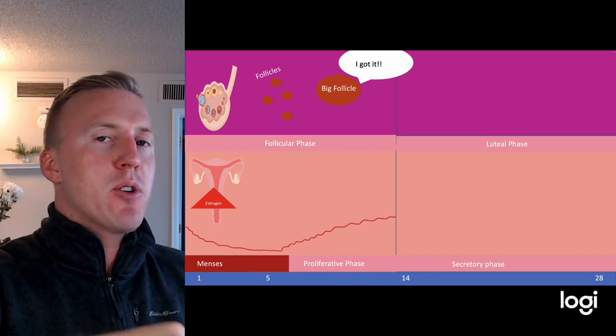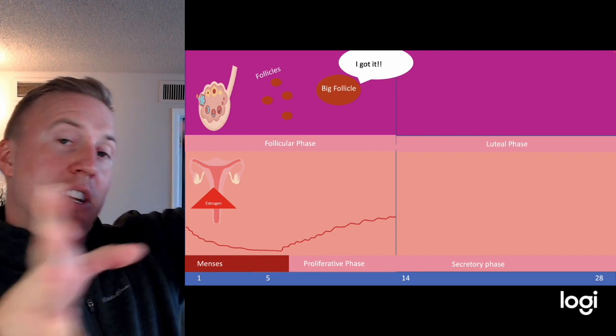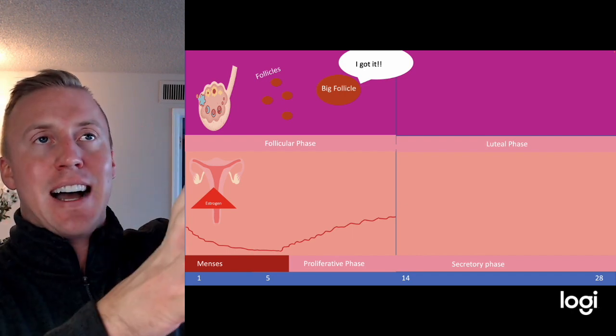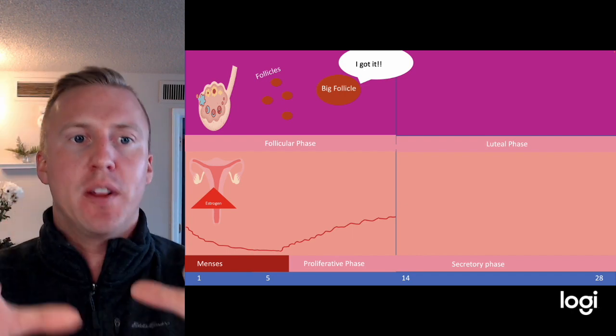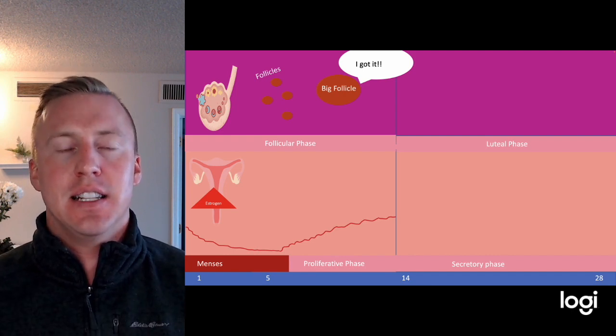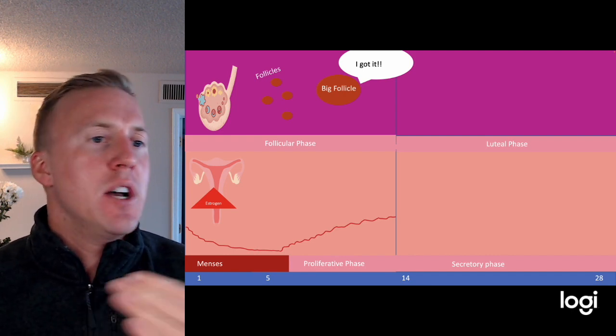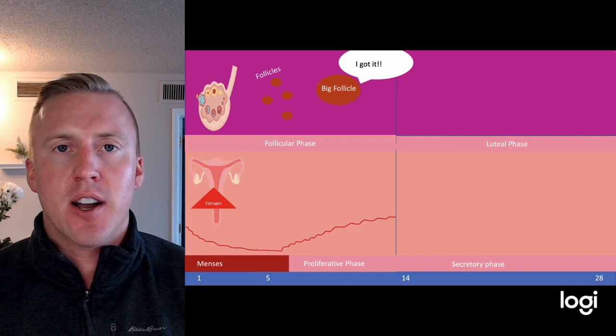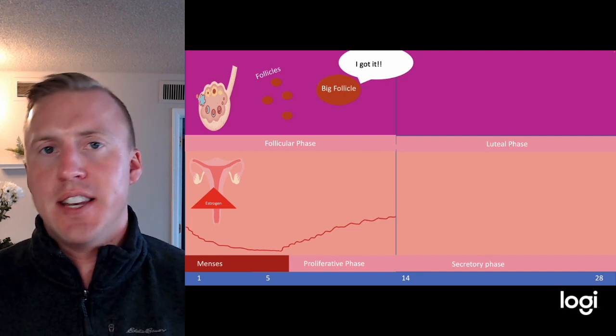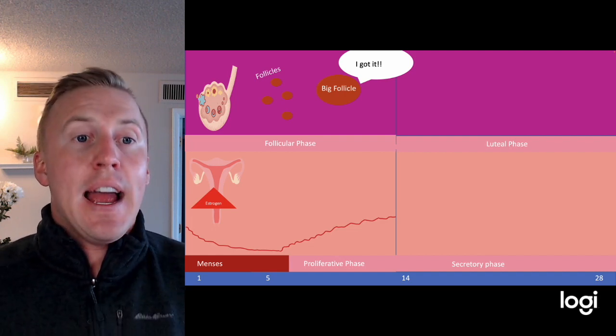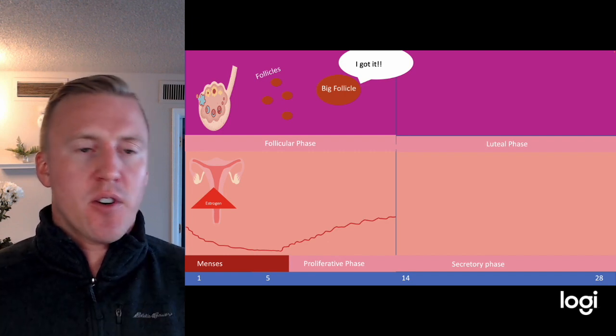As that follicle stimulating hormone decreases, the rest of those follicles do not continue to grow, and only this one that we saw did continue to grow. So just like any endocrine thing we talk about, this is a perfect example of a negative feedback loop. Anyways, this big follicle is doing great and fine.